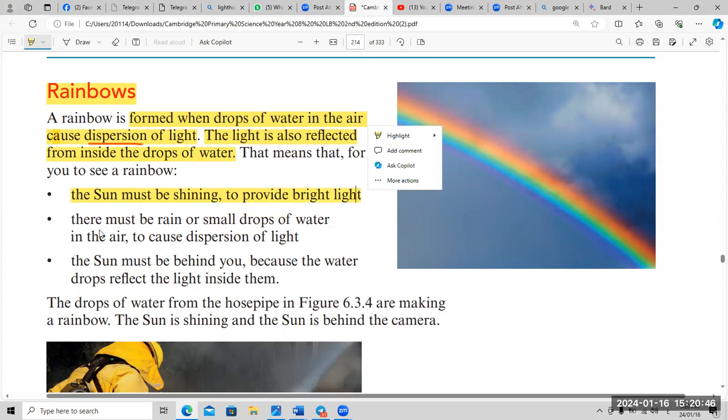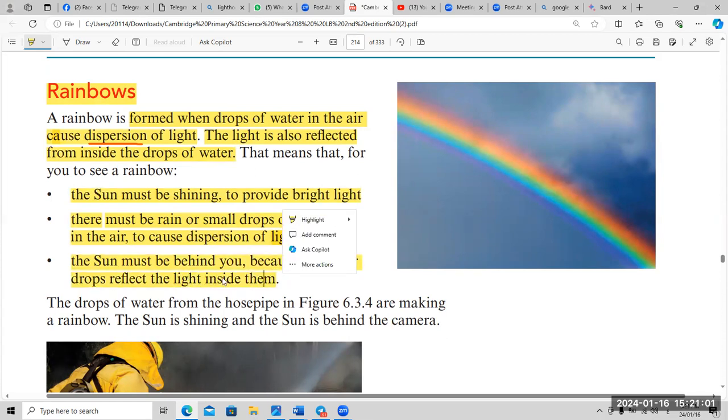Number 2, there must be rain or small drops of water. Why? To cause dispersion of light. Number 3, the sun must be behind you because the water drops reflect the light inside them. The drops of water from the house pipe in figure 6.34 are making a rainbow. The sun is shining and the sun is behind the camera.